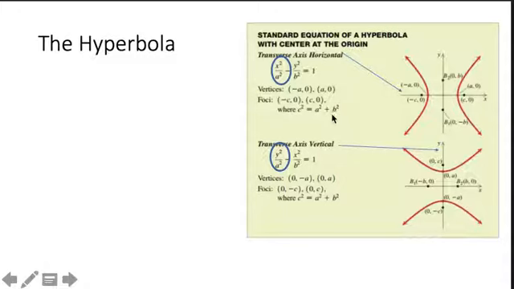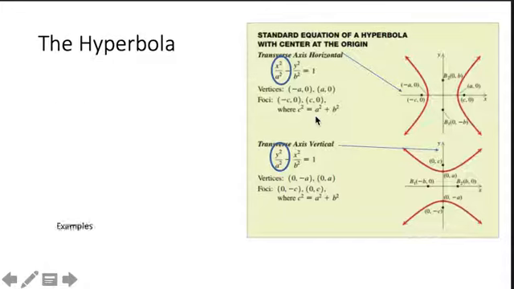With the ellipse, a squared was the bigger value in the denominator. That's not the case here. It doesn't matter. A squared could be bigger than b squared, or b squared could be bigger. That doesn't matter. Notice the relationship between a, b, and c. Here, it's kind of like the Pythagorean theorem, huh? a squared plus b squared is equal to c squared. So this equation is different. It's not the same as what we had with the ellipse.